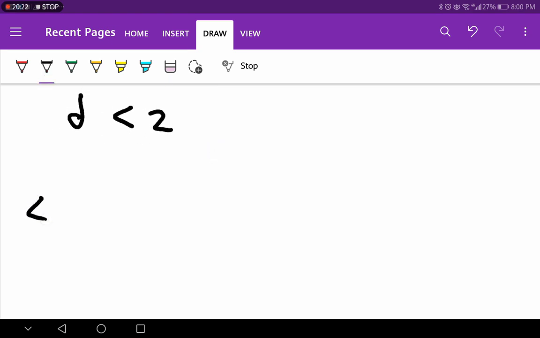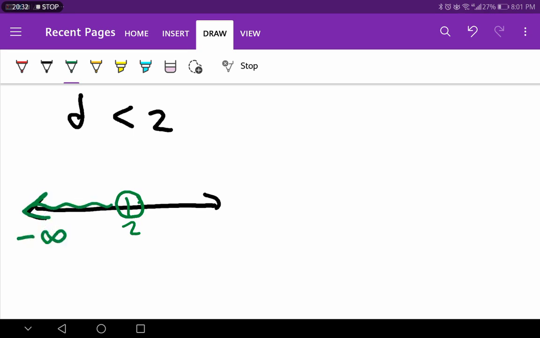I draw the number line. I put the 2 in the middle. It is open. D is less, to the left. Yes, I know you know. And for the interval notation, I write the negative infinity and the 2 in the same order, my dear student. Open at the 2 and open at the negative infinity.